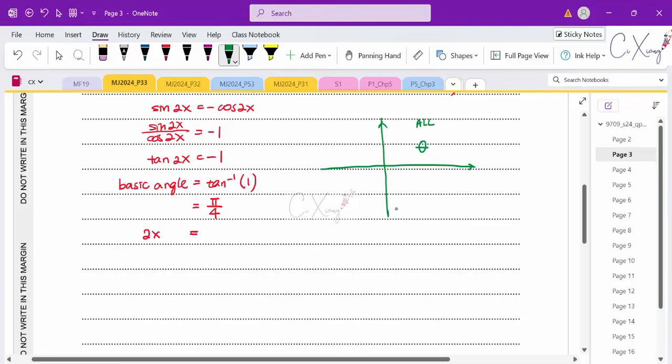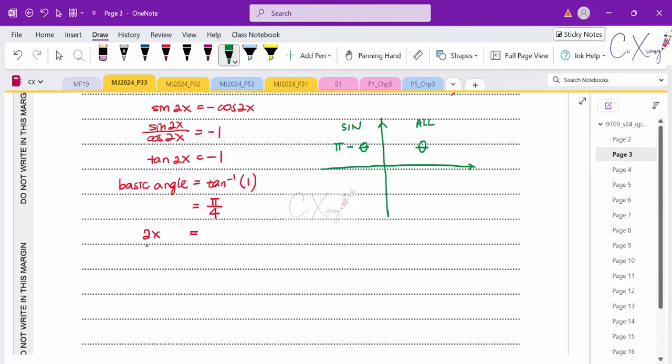And to get the answer from this part, the answer should be the basic angle. The theta here is the basic angle. Okay, and for the second quadrant, sine is positive. To get the answer from this part, I have to take 180 minus the basic angle. So I need to consider these two quadrants only for my solution here.